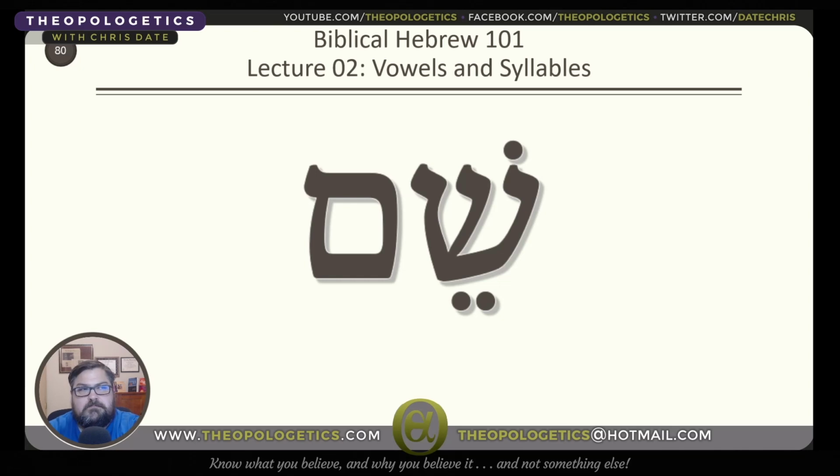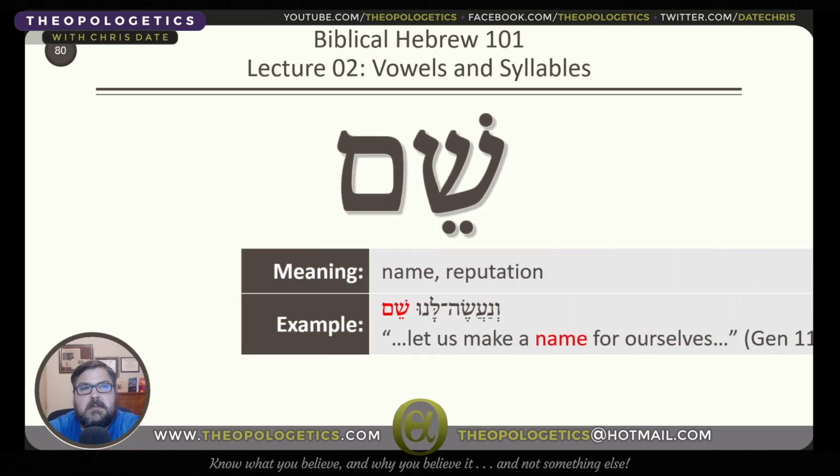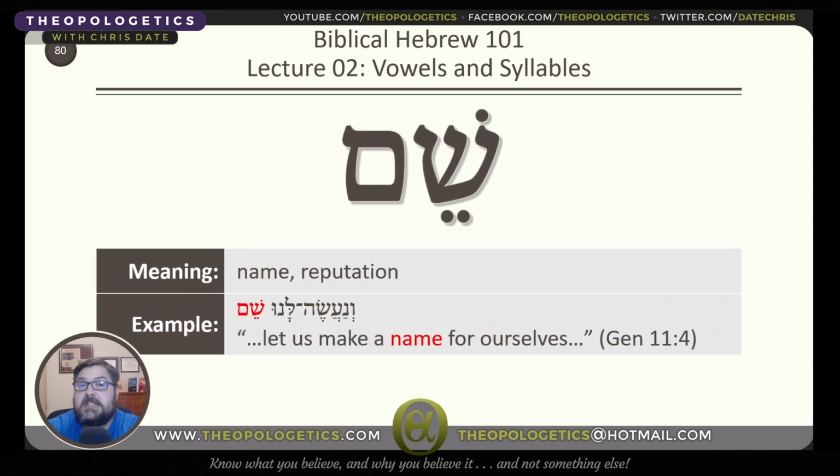Shem, or if you're pronouncing it very quickly and not carefully enunciating, you might say Shem. This means name or reputation. Very often when Jewish people refer to God, they refer to him as Hashem, meaning the name. Shem.